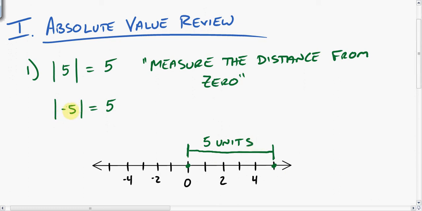And what about negative 5? Well, negative 5 is way over here. How far is that from 0? Again, it's just measuring distance. How far is negative 5 to 0? Well, that's 1, 2, 3, 4, 5. Again, it's 5 units. Both distances are positive. That's why we have two positive answers, and they're both measuring 5 units.